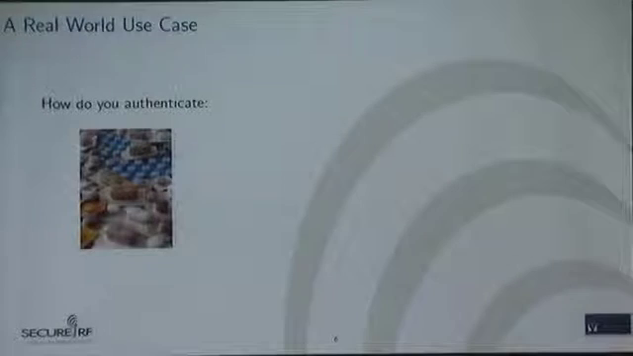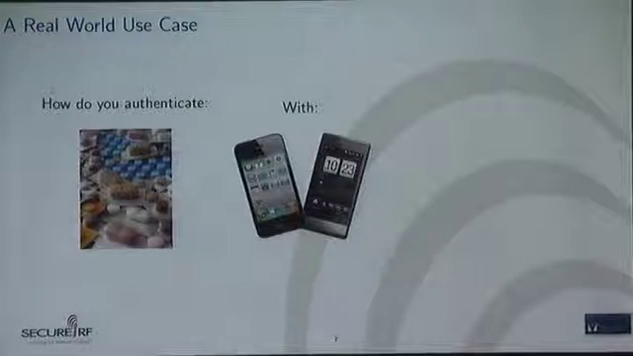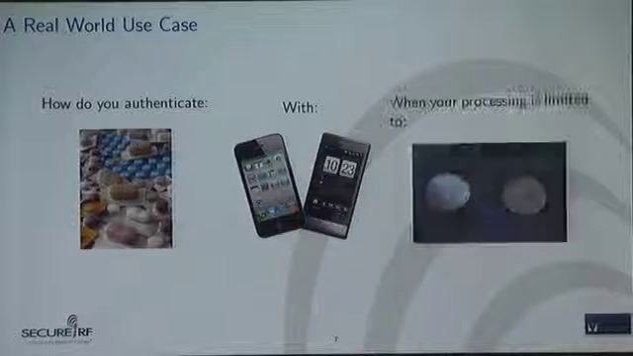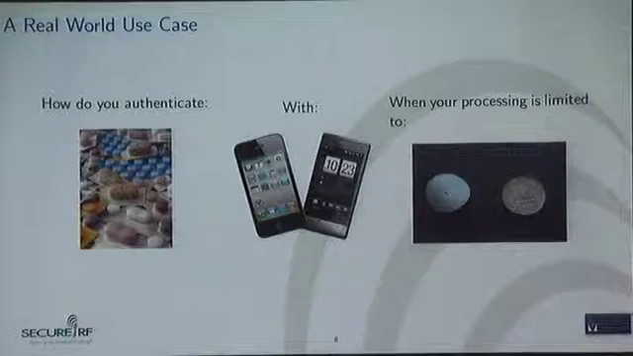Let me actually step back even from that and talk about a real-world use case. This is a problem that actually exists. Let's say you have some medical pharmaceuticals that are out there. They're in bubble packs. You get them through the supply chain, and you want to make sure that they're not counterfeit. They're actually authentic pieces of medication. So what do you have to authenticate them with? Well, let's just say you have a cell phone to use to authenticate. In this case, we're not considering the cell phone to be a constrained device, but what we are considering a constrained device is what you have to use to authenticate.